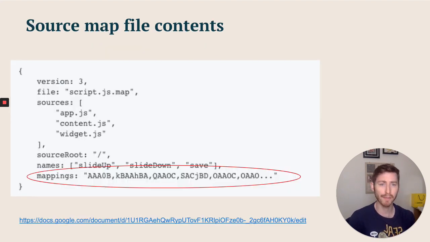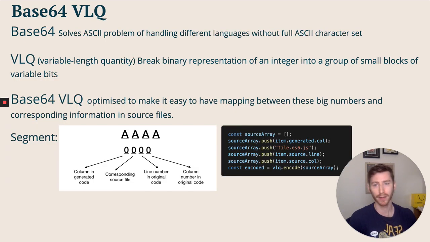So just a little reminder of what the source map looks like with the mappings highlighted. This is from earlier in the talk. And the mappings are all in base64 VLQ, which is what we're going to look at now. So what is base64 VLQ? Base64 solves the ASCII problem of handling languages which don't have the full ASCII character set. So base64 has a subset of ASCII which is easier for processing in different languages.